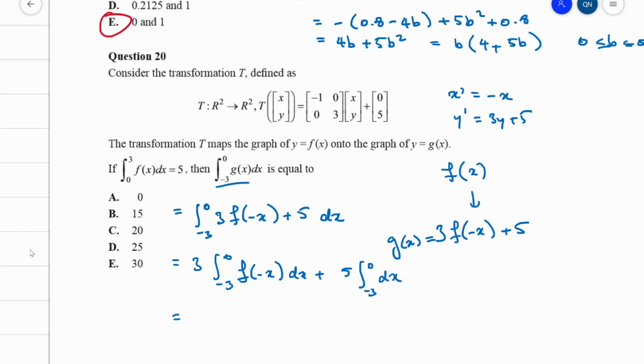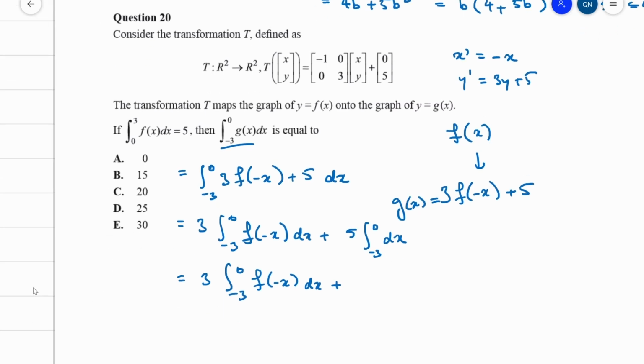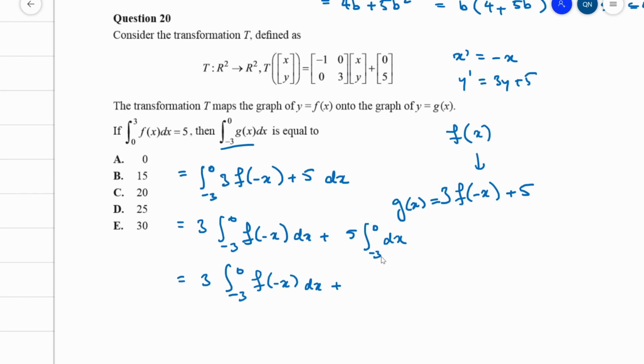Okay, now let's rewrite that first integral, 3 times the integral from negative 3 to 0 of f of negative x dx. And then plus, now what's exactly 5 times the integral from negative 3 to 0 of dx? Well, this is just going to be 15 because the length of the interval we're integrating over is precisely 3. Also, it has to be in the correct orientation as well. So we're going from small to big, negative 3 to 0. So the length is 3, and then times 5, that's going to be 15.